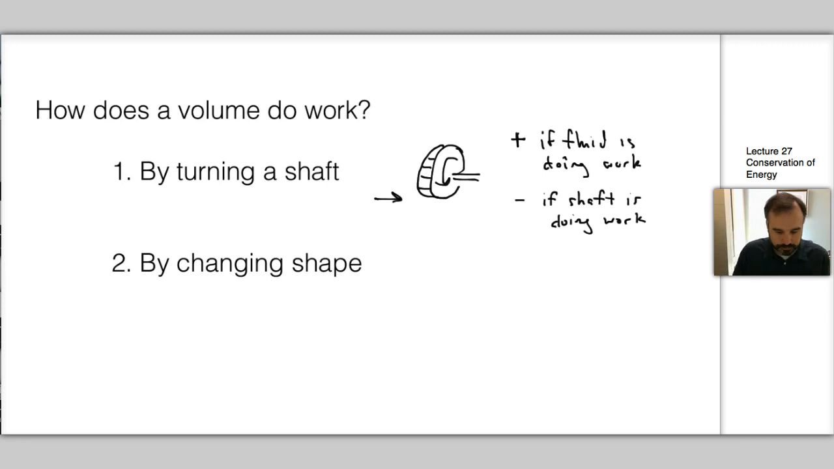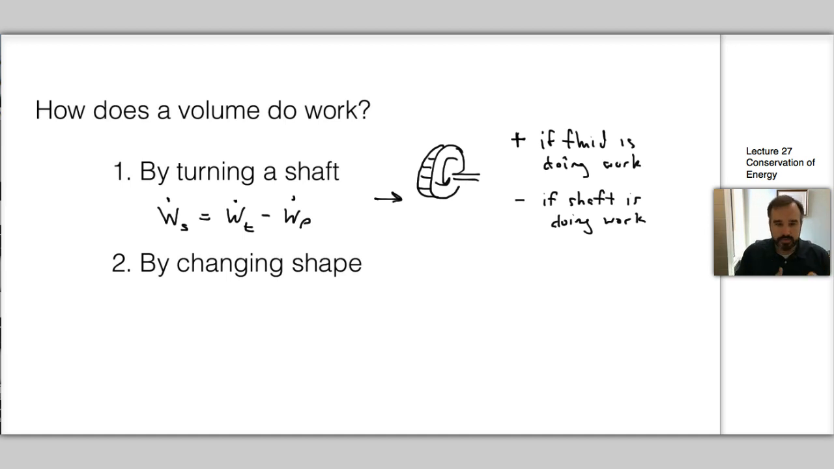What that looks like, if we write it out, is W dot shaft is equal to W dot T, the turbine, minus W dot P, the pump. Again, for a turbine, it's positive because the fluid is doing work. The fluid is putting work into the shaft, which is extracting the energy. It's negative if the shaft is doing work, so in the case of a pump, where the shaft is actually doing work on the fluid.